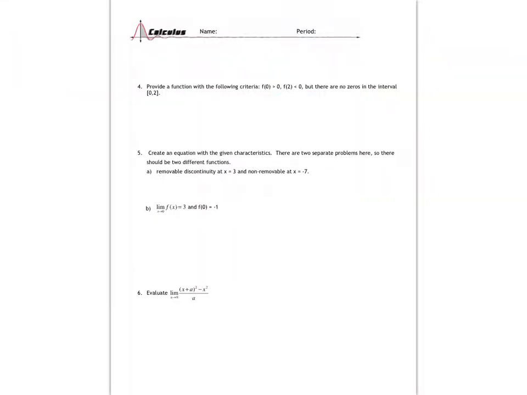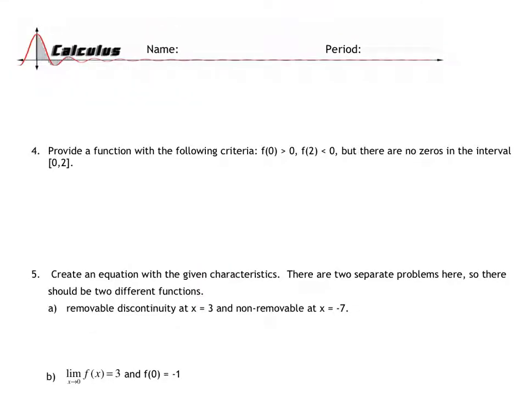All right, let's talk about some continuous functions here. We want a function where f of 0 is greater than 0. That means it's higher than the x-axis. And f of 2 is less than 0. Now, normally, if this was continuous, we would say that it's got to cross somewhere. But the idea here is that we want to have no zeros. So we're going to break the intermediate value theorem. The only way to break the intermediate value theorem is to have a jump of some sort, or an infinite discontinuity or a removable discontinuity.